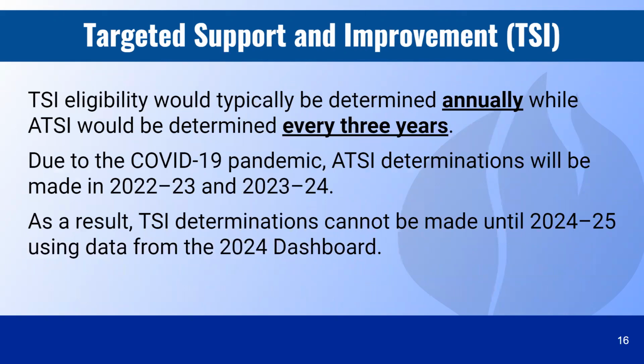You might be wondering, what is the difference between TSI and ATSI? Both of these support designations are required per ESSA. However, targeted support and improvement, or TSI eligibility, would typically be determined on an annual basis, while ATSI is determined every 3 years. California has not yet made school eligibility determinations for TSI. Only ATSI schools have been identified to this point.